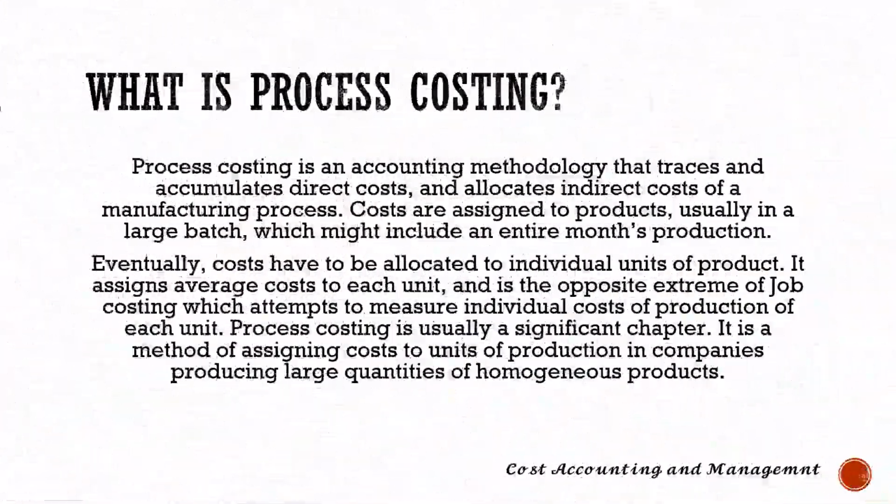What is process costing? Process costing is an accounting methodology that traces and accumulates direct costs and allocates indirect costs of a manufacturing process. Costs are assigned to products, usually in a large batch which might include an entire month's production.